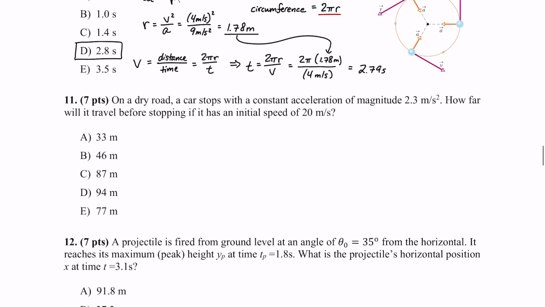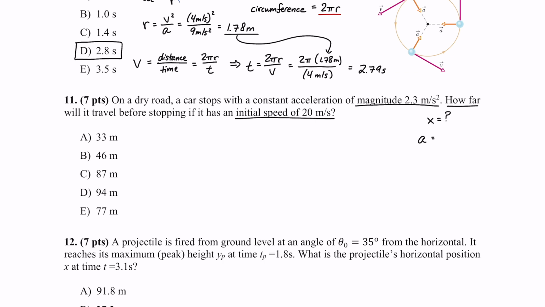Problem 11 is a kinematics problem where a car is stopping with a constant acceleration of magnitude 2.3 meters per second squared, and we're asked how far will it travel before stopping if it has an initial speed of 20 meters per second. For this problem, it helps to write down what we know and what we do not know. Our big unknown is how far does the object travel. We are told that the object is stopping with a magnitude of 2.3 meters per second squared for its acceleration.